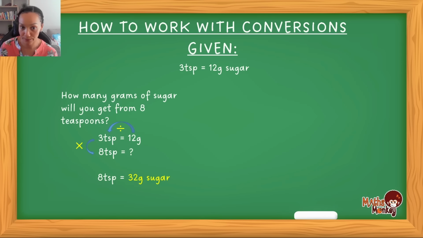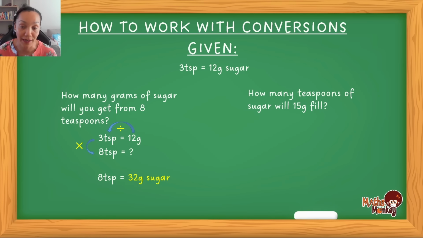Okay, so let's try another example so that this method can sort of sink in. So the next question now is, we're using the same conversion, but in the first question they asked for teaspoons, but now in the second question they're asking for the grams. They're giving you the grams and you have to calculate the teaspoons.